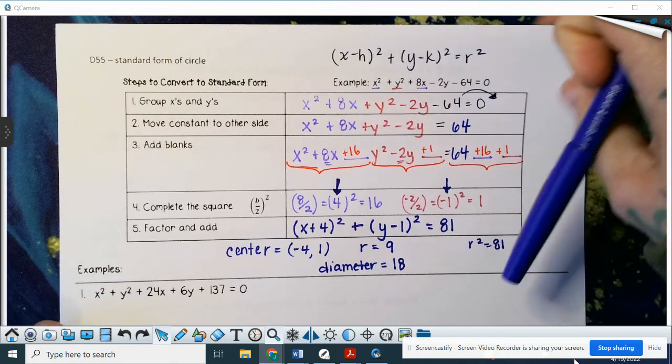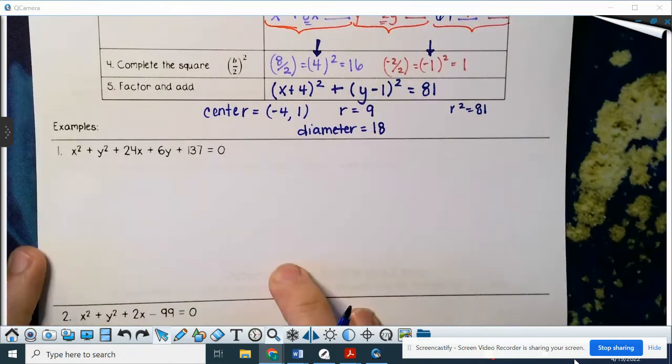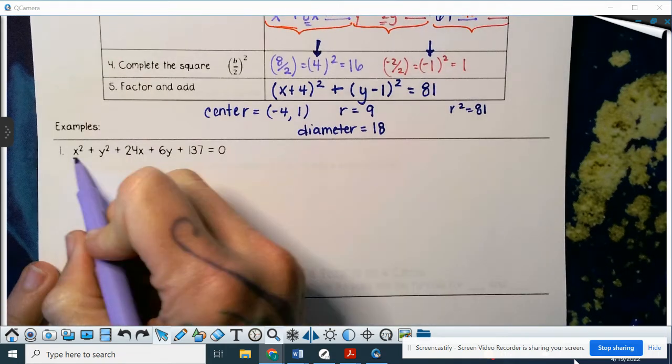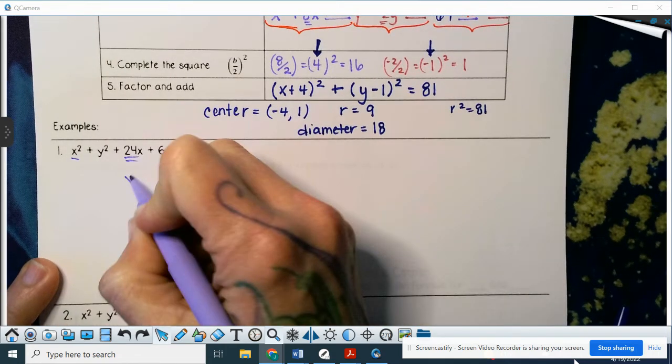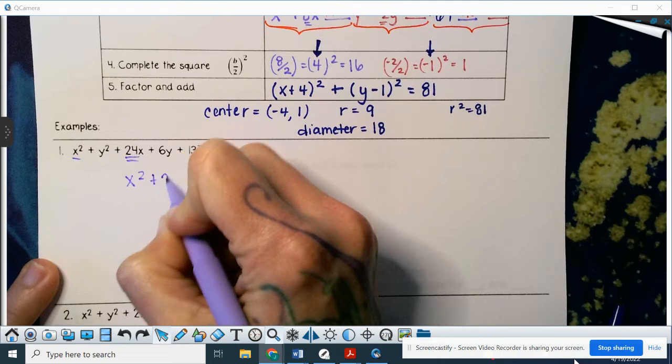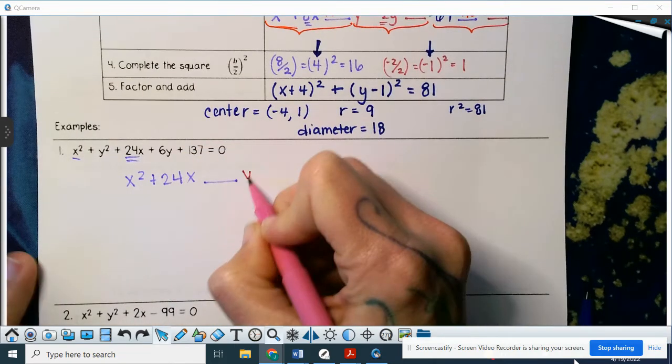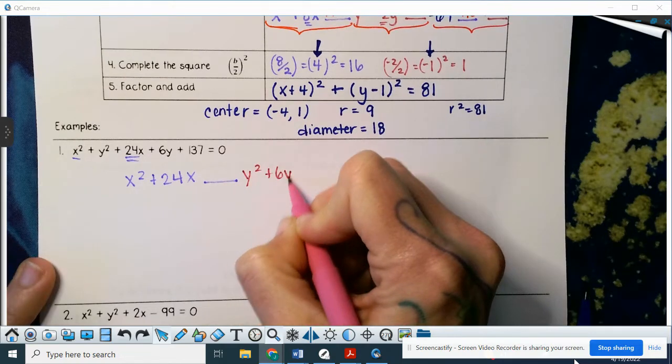All right, so we'll do one more. So we're going to group our x's and y's. So I have x squared plus 24x, and I'm going to go ahead and put in a blank. Then I'm going to group my y's, y squared plus 6y, blank. And I'm going to go ahead and move.